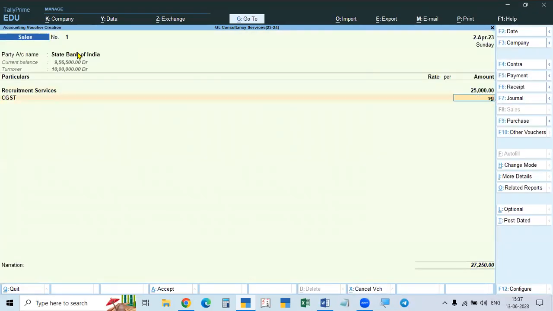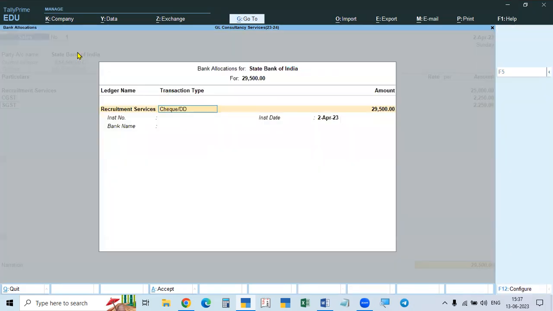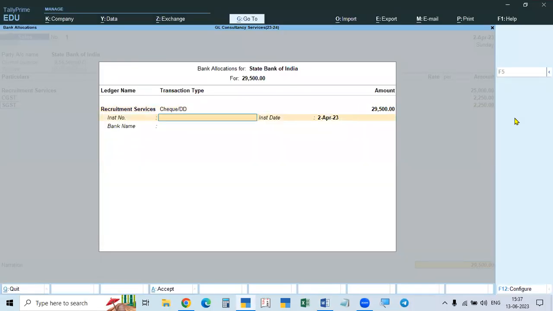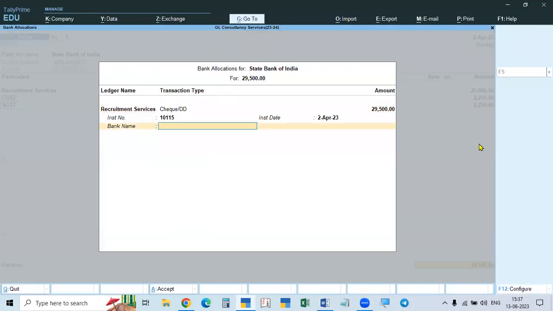CGST and SGST, and here it will ask you, since we are receiving a check now. What is the check number we received? We received 10115. So here 10115. And from where did we receive it? The bank is their bank. When you are giving a check, we need not write our bank name. When you are receiving, we have to write their bank name.